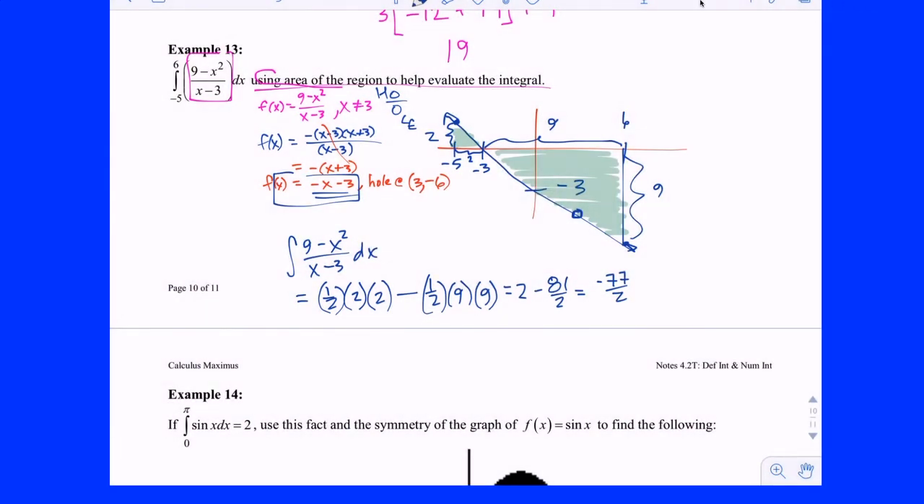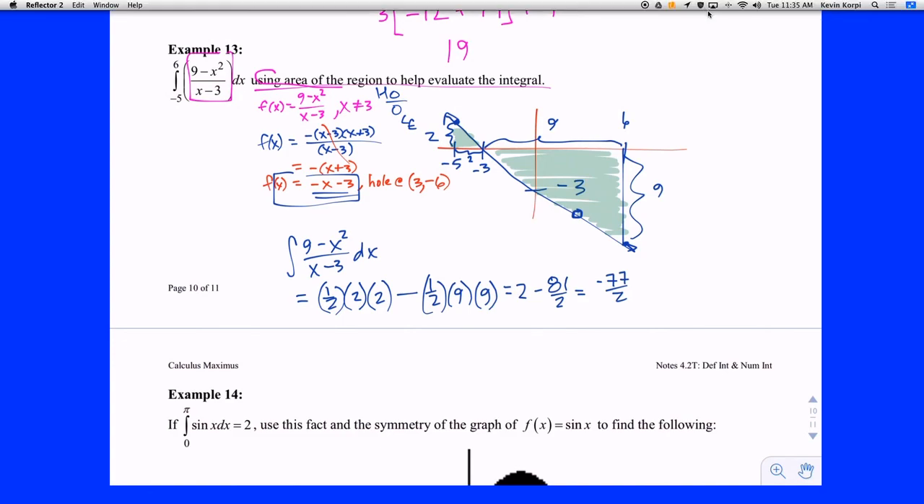Quiz tomorrow, too. Real quick quiz tomorrow on those numeric methods. So be ready for that. Should be a lot of fun.